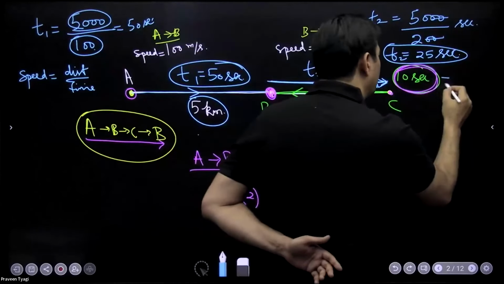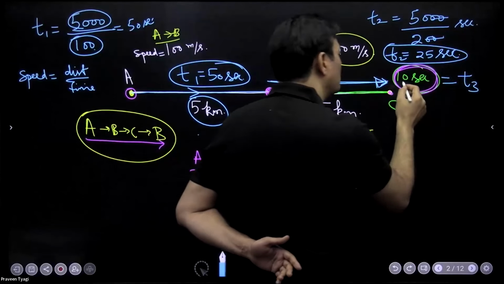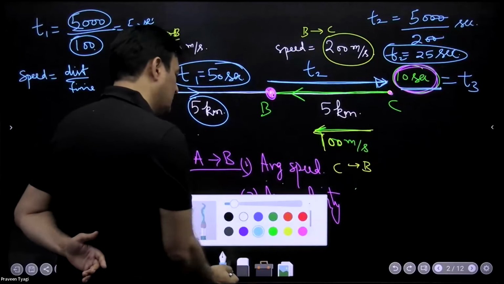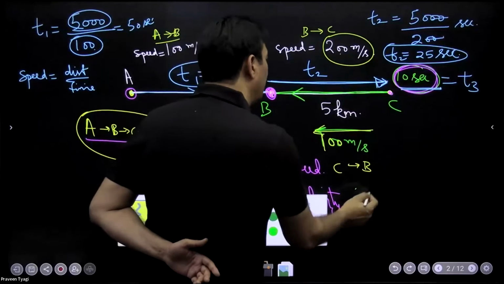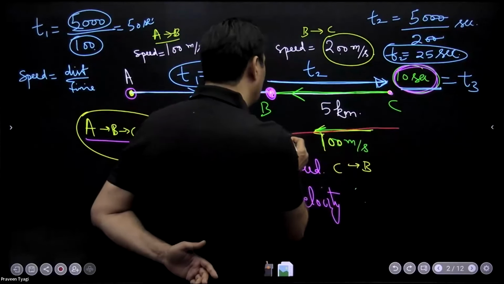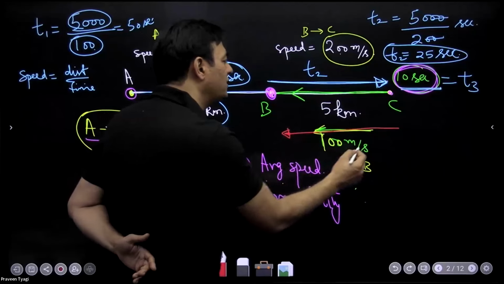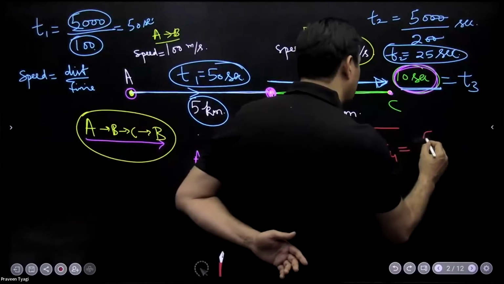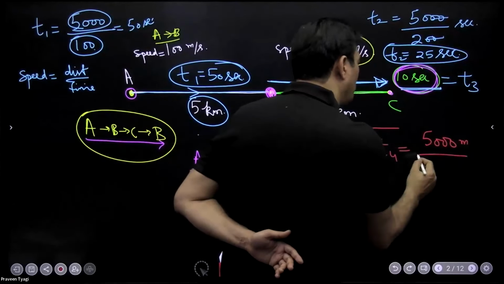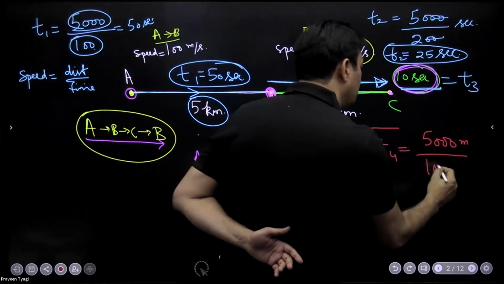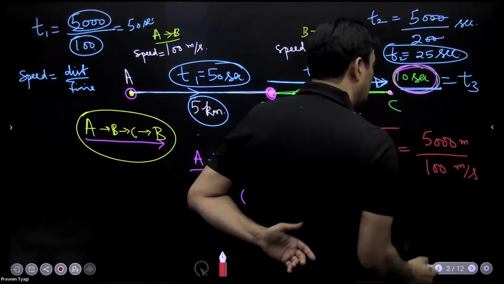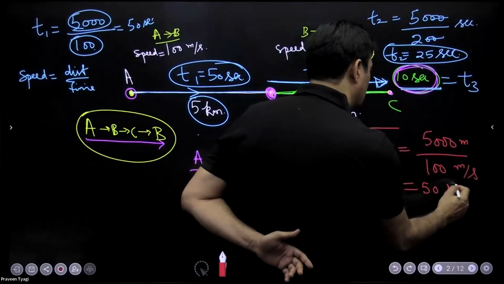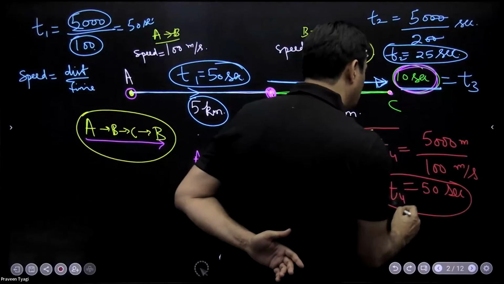There is this time wastage. Let me call it T3, which I wasted here. I was standing here for 10 seconds. Now, the fourth is I return back with this speed from C to B. And let me call that T4. T4 will be equal to distance covered as 5,000 meters upon speed 100 meter per second. So time T4 will be 50 seconds.